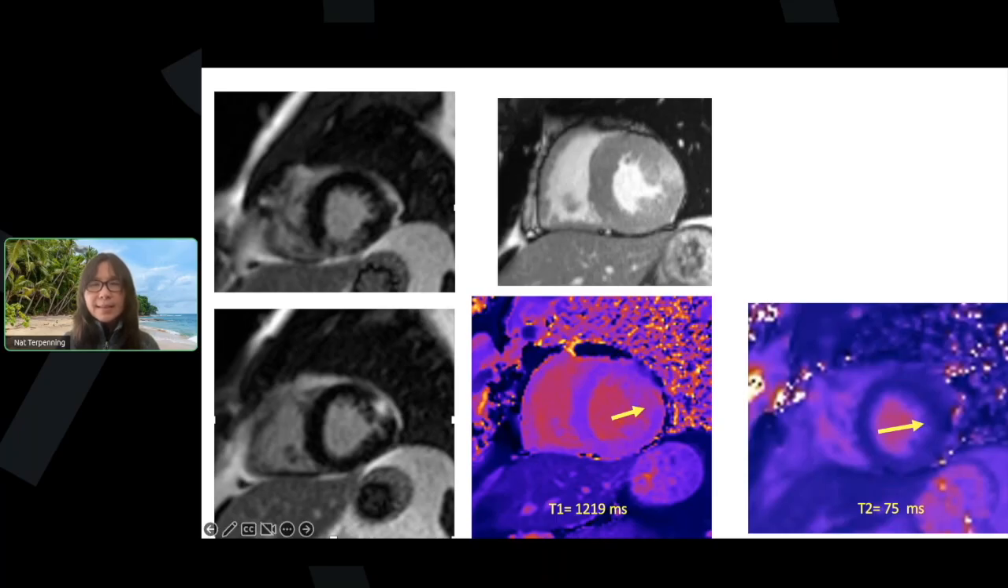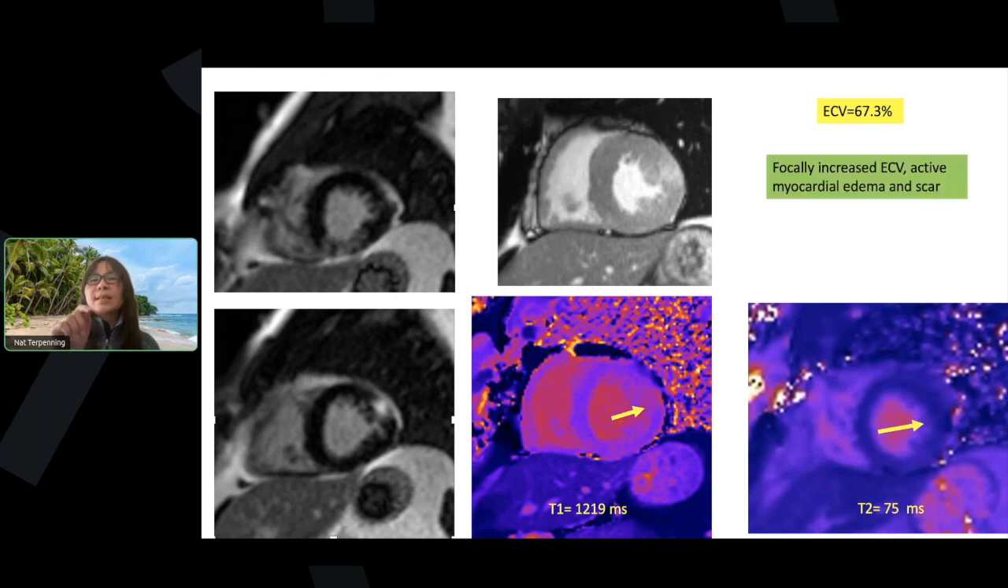We did T2 mapping in exactly the same spot here. It's 75. ECV is 67. That's way, way high, and that's focally increased ECV. If you calculate over the whole thing, it is normal, but if you calculate from the area that has enhancement, it is abnormal. There is active myocardial edema. T2 is high, which means the patient has edema, and there is an increase in the extracellular space, with high ECV here.